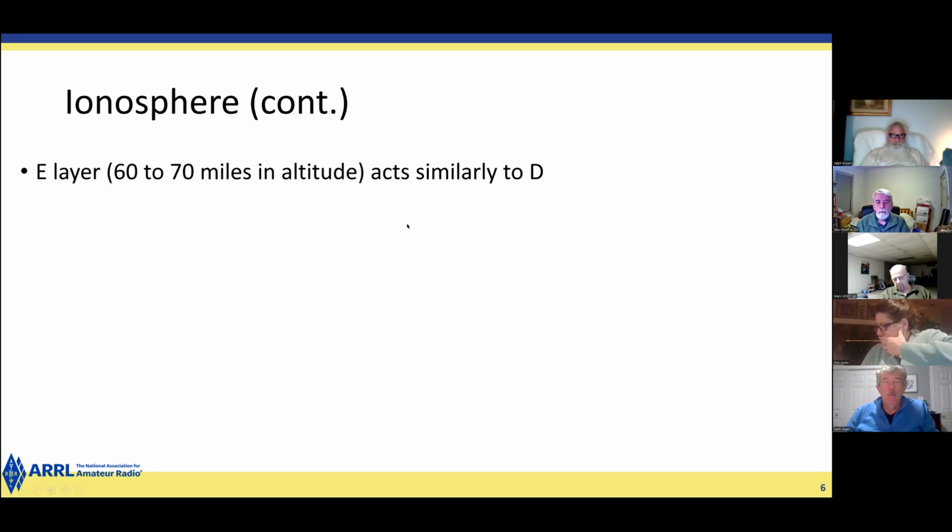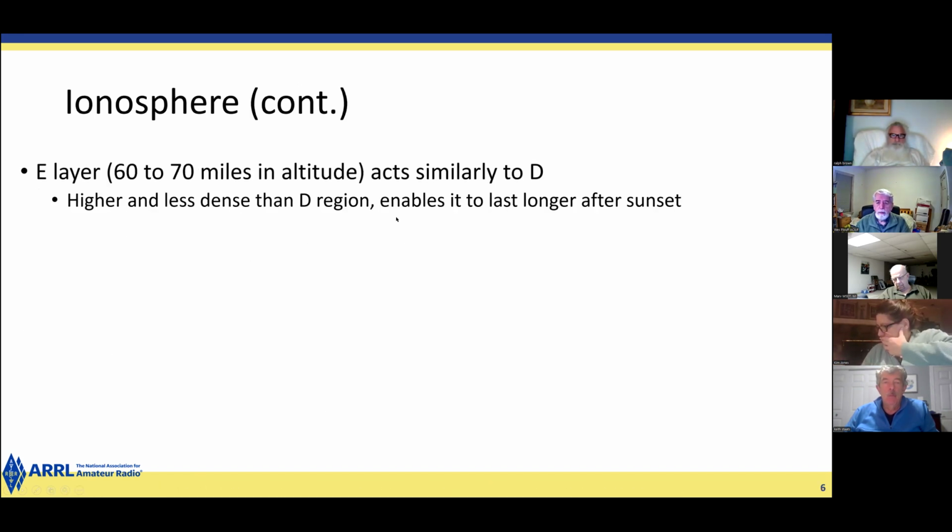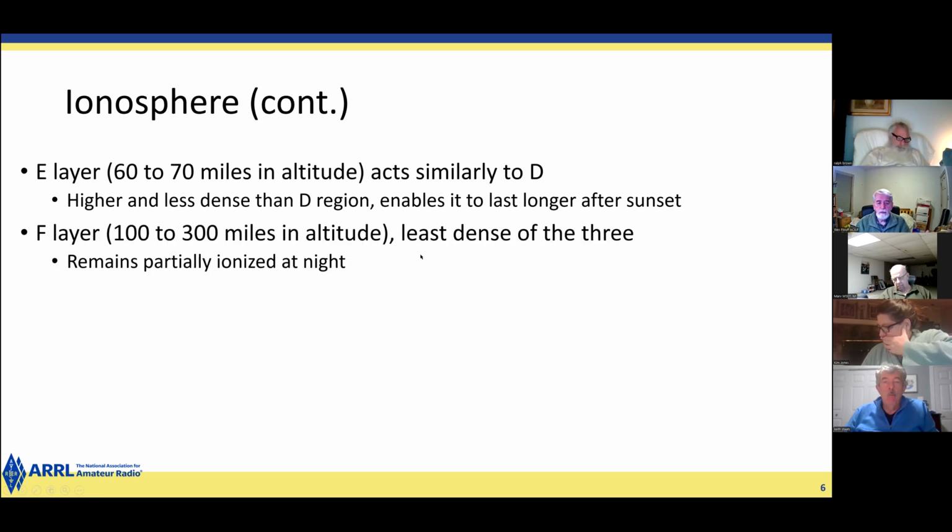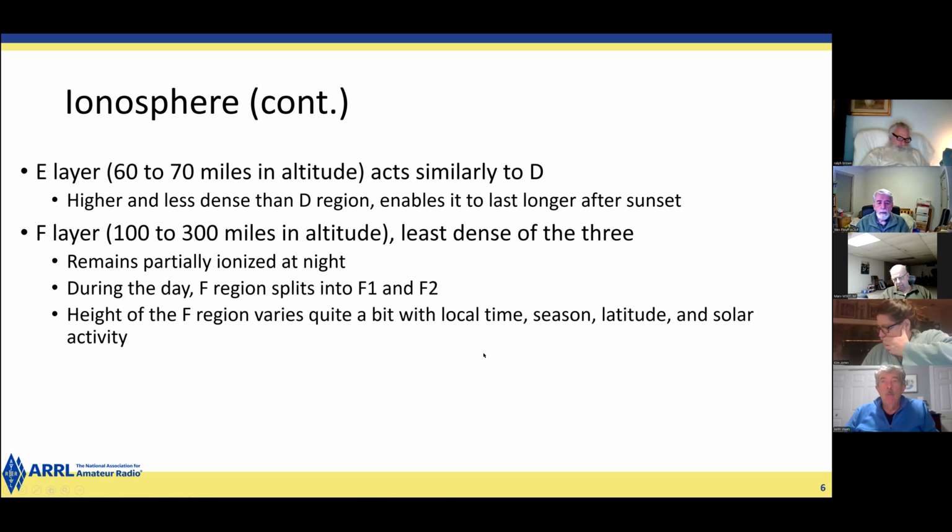So the E layer is similar, but it's higher and less dense, and it acts on higher frequencies. The F layer is the least dense, and the height of the F region or layer depends an awful lot on a number of things: the time of day, the season, the latitude, in other words, the distance from the equator, and solar activity. And I'm going to talk about the sun in the second half of tonight's class.